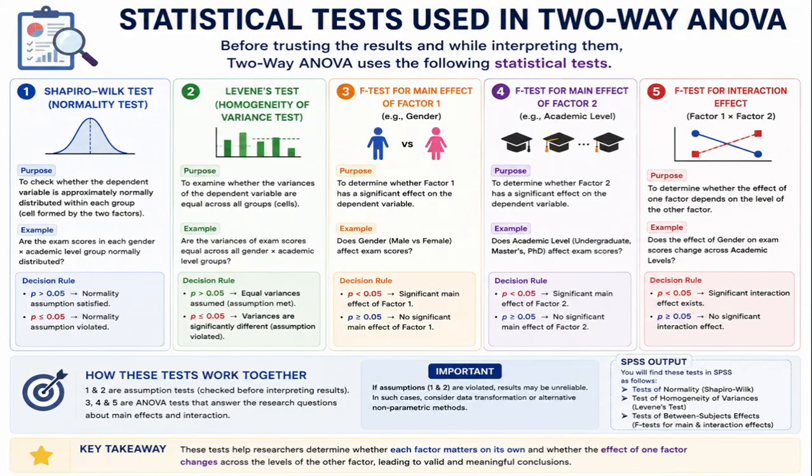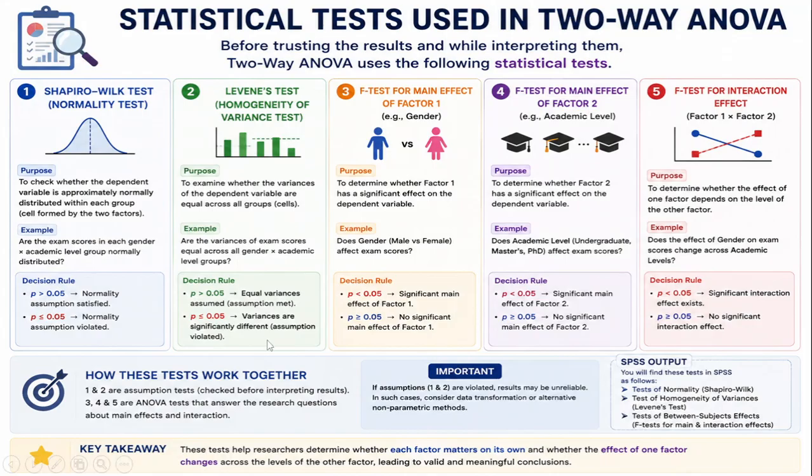And we also have some statistical tests that are used. The main statistical tests: we have the Shapiro-Wilk test, which is used for the normality test, and already you understand normality. The Levene's test is used to test the homogeneity of variance. And then we also have the F test for the effects. The F test is used to check the two main effects and the interaction effect.